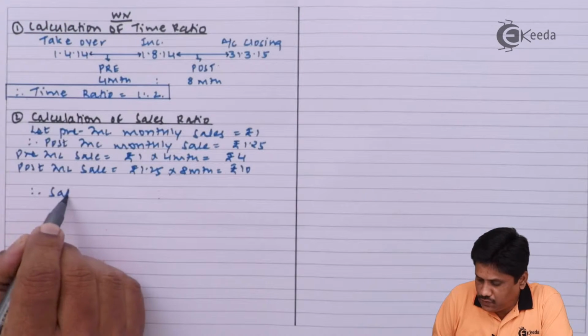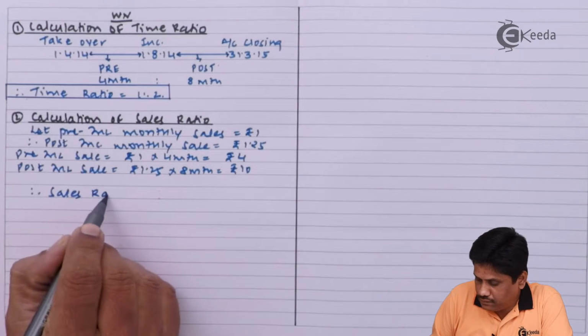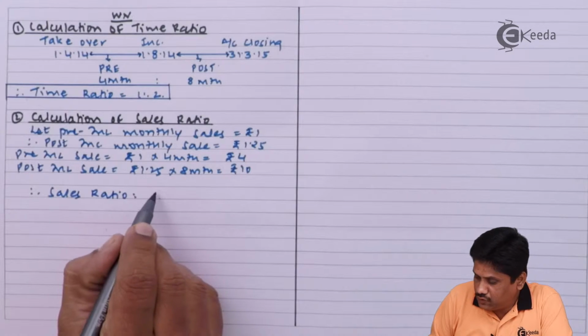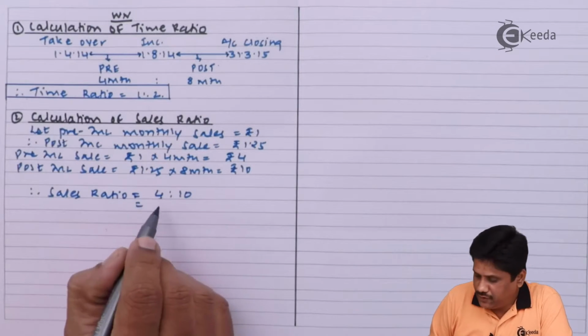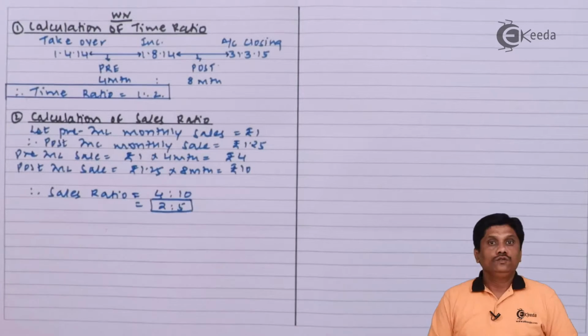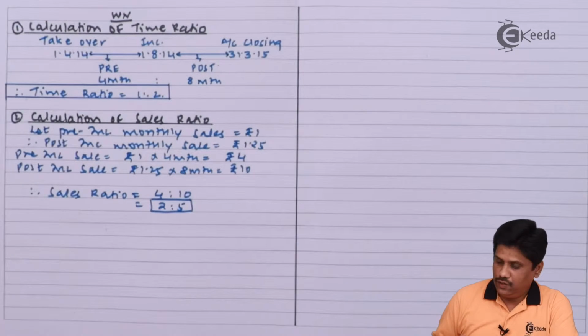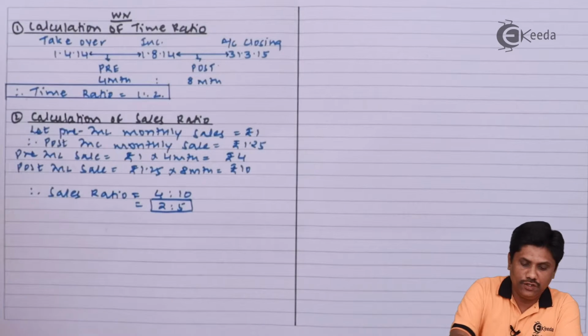Therefore, sales ratio is equal to 4:10, that is nothing but 2:5. So I hope I am clear on my sales ratio. So sales ratio is also ready.